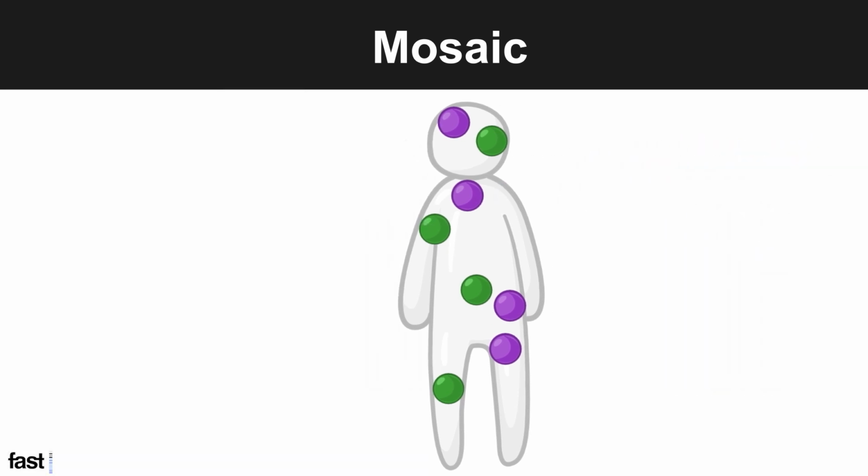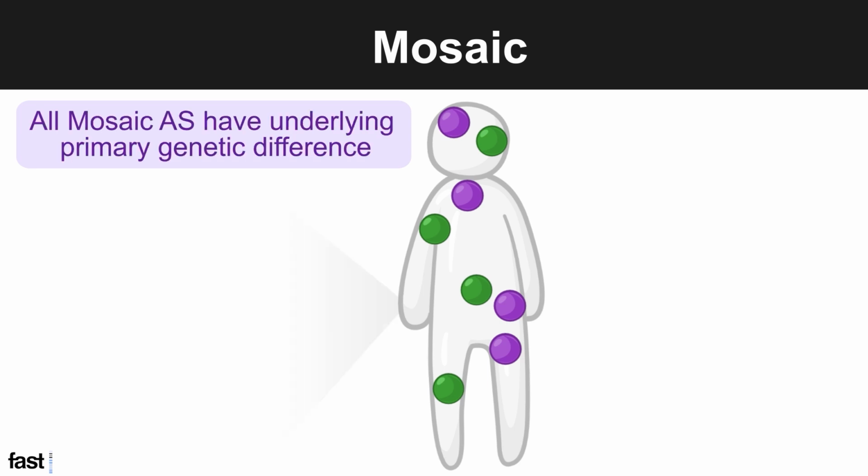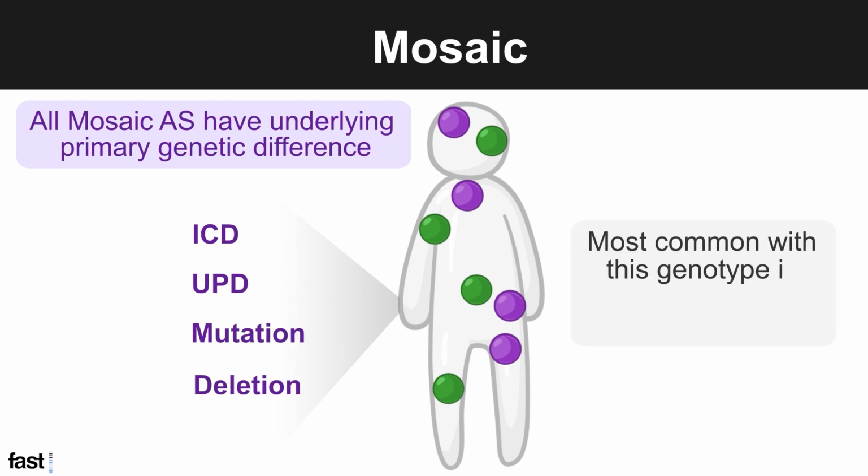All individuals living with Mosaic AS have a primary underlying genetic difference, such as ICD, UPD, mutation, or deletion. The most common genetic change with this genotype is ICD, or imprinting center defect, caused by an error in the imprinting center.